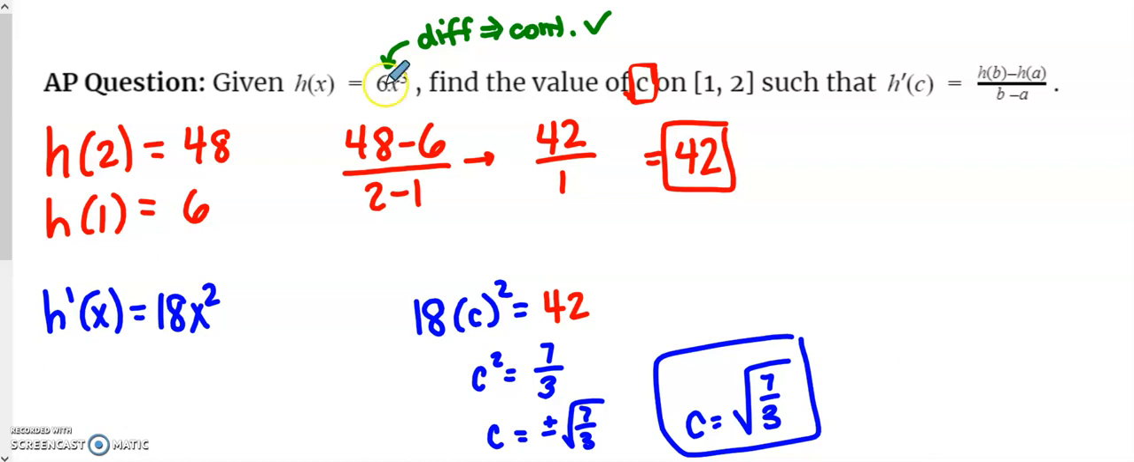All right, so first thing, 6x to the third is differentiable and thus continuous because it's a nice, smooth, differentiable polynomial. H prime of c, I found to be h prime of x, so h prime of c goes here. And then I need to work to find the slope of that secant line. So I found h of 2 and h of 1, and I got 42. So my instantaneous rate of change, IROC, is equal to my average rate of change, AROC. And then I went through and I solved for c. C ended up being positive or negative, but I'm looking for an answer that falls between 1 and 2. So I want to keep the positive square root of 7/3.